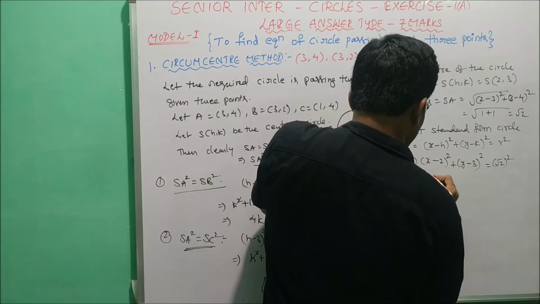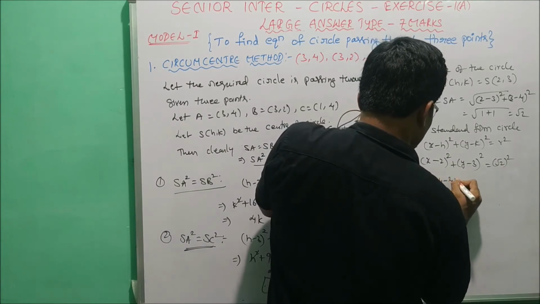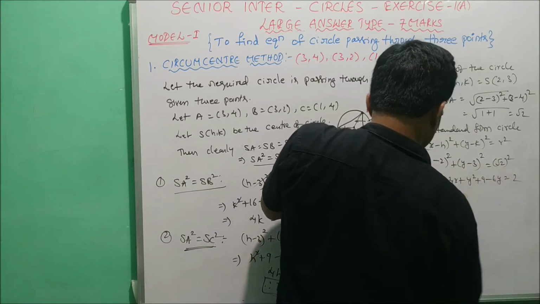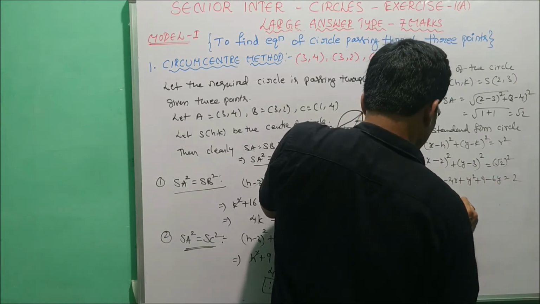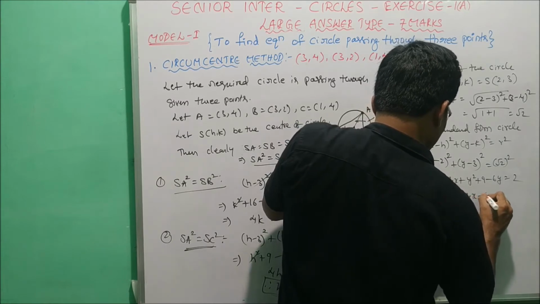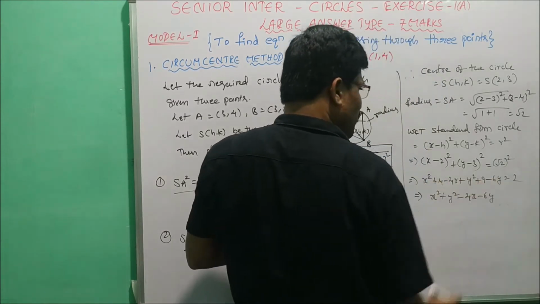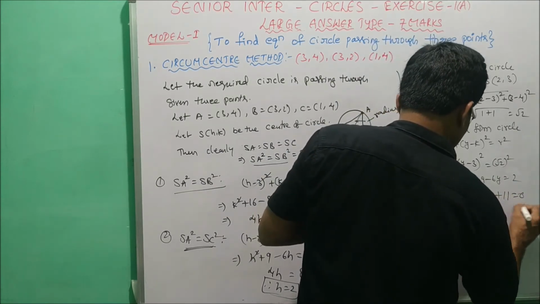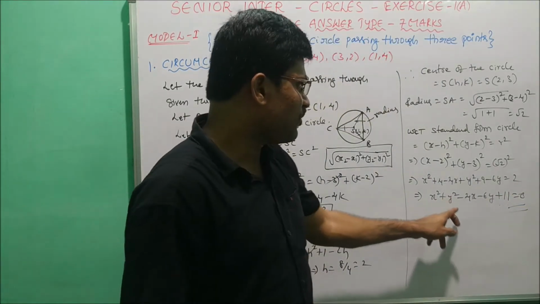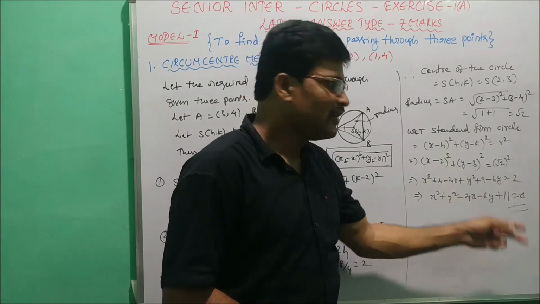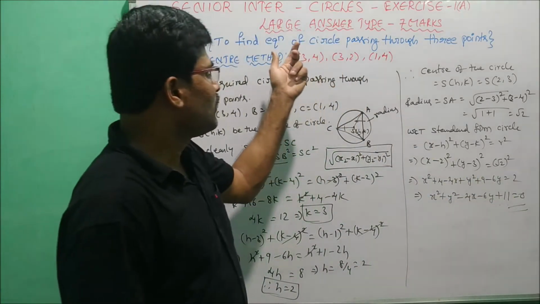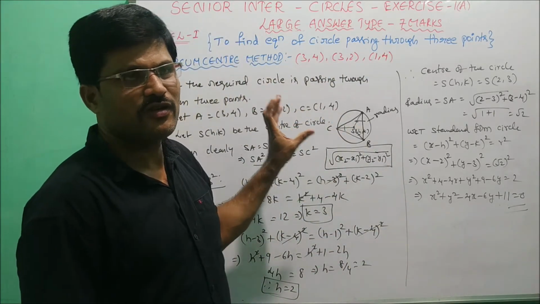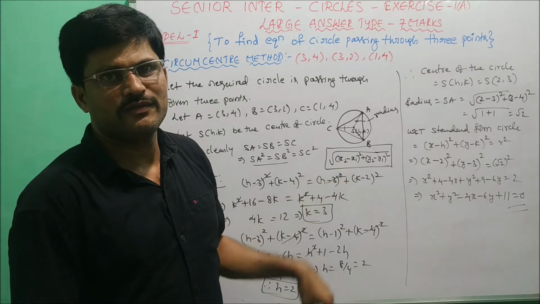It can be simplified: x square plus 4 minus 4x, and y square plus 9 minus 6y, equals 2. Now here we write x square plus y square minus 4x minus 6y. In this, 9 plus 4 equals 13. 13 minus 2, that is plus 11, equals 0. So x square plus y square minus 4x minus 6y plus 11 equals 0. This is the required circle passing through the given 3 points. This is the solution for this question. So it is very, very important.